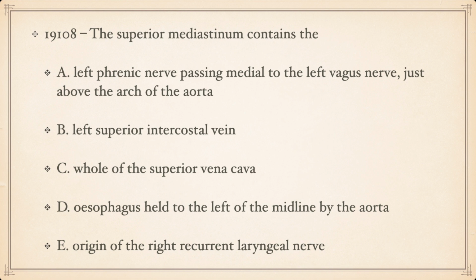It does not have the whole of the superior vena cava because some of that will be in the middle mediastinum. The esophagus is not held to the left of the midline by the aorta. And the origin of the right recurrent laryngeal nerve will also be at the level of the subclavian artery, which is not in the superior mediastinum.